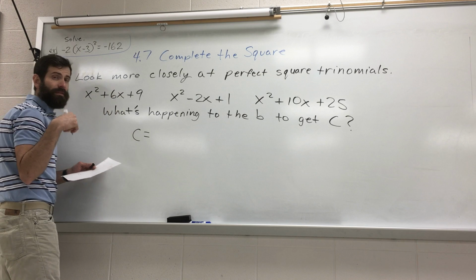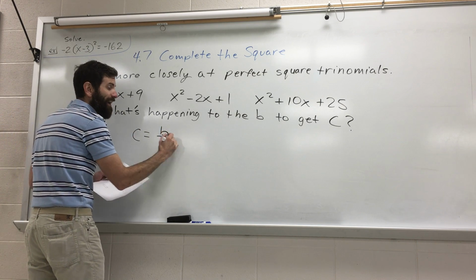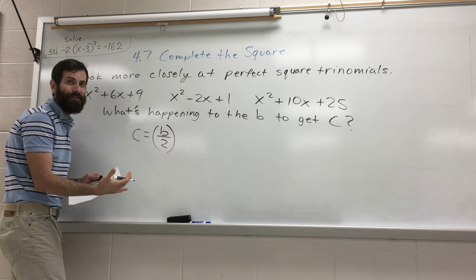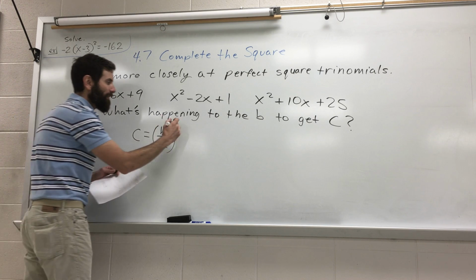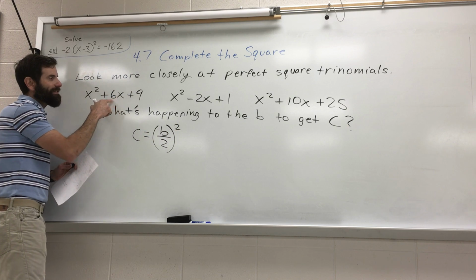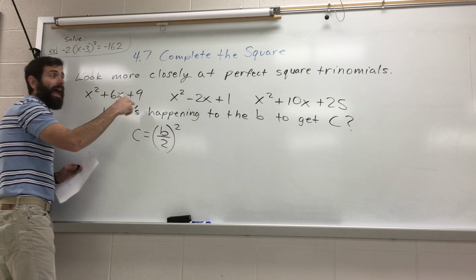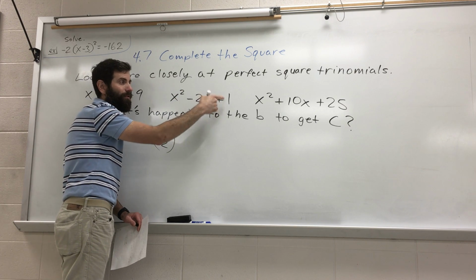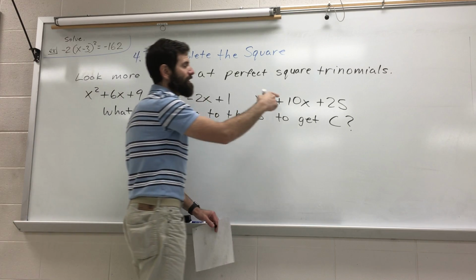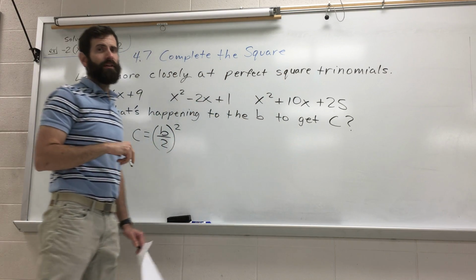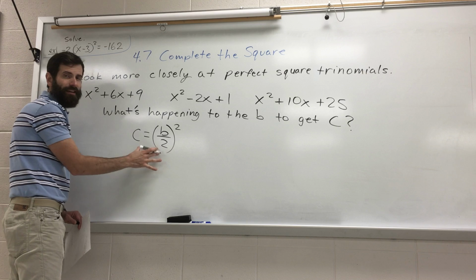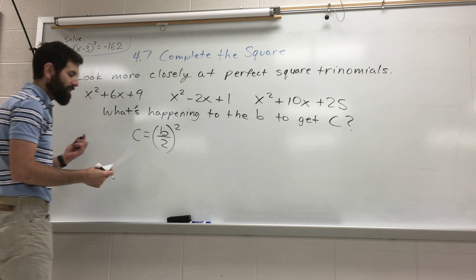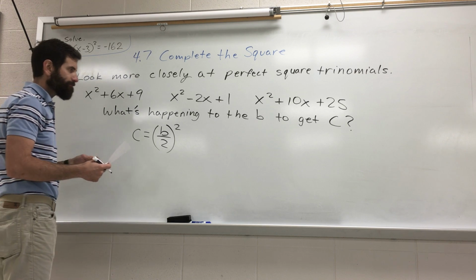C comes from taking B, dividing it by 2, and then taking that result and doing what? Squaring it. Half of 6 is 3, square it, you get 9. Half of -2 is -1, square it, you get +1. Half of 10 is 5, square it, you get 25. So this formula, C equals (B over 2) squared, is the secret to completing the square.